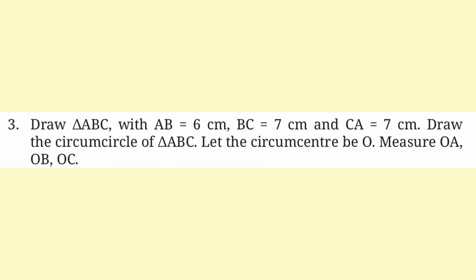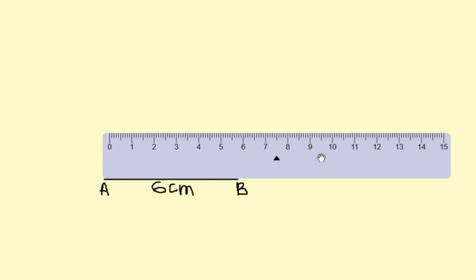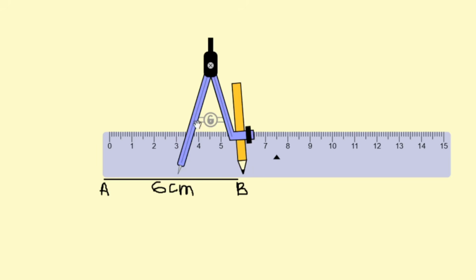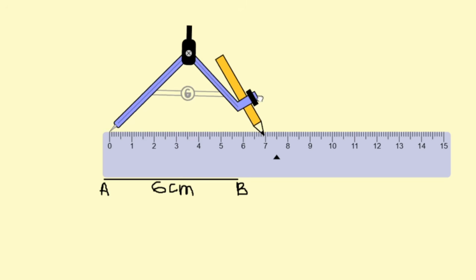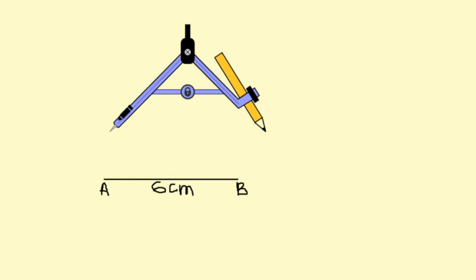First of all, we are going to draw the base, AB equal to 6 centimeter. Now let us take the radius from A, radius 7 centimeter, and draw an arc. We got 7 centimeter.